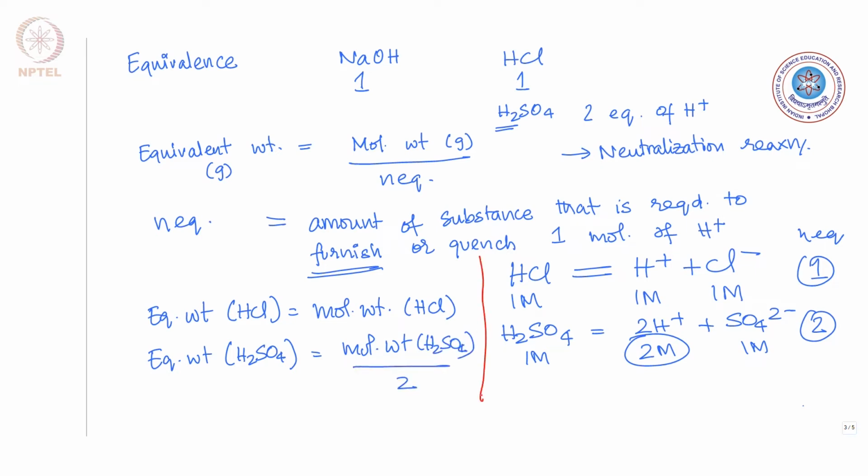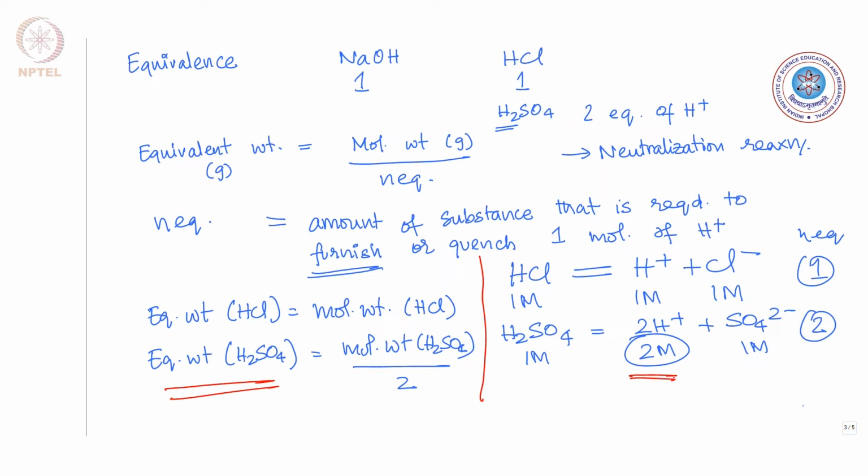This is important to understand because it gives us a perspective of what equivalence is. Once again, going back to the example that we started with, if you have a 1 molar solution of NaOH and a 1 molar solution of HCl of equal volume, you neutralize it. On the other hand, with a 1 molar solution of NaOH, you just need half the volume of H2SO4, as it furnishes twice the amount of H plus ions.